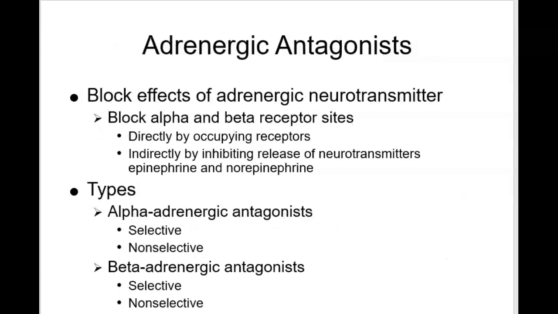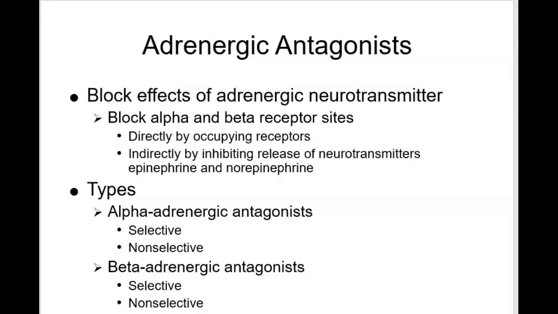Now we're going to talk about adrenergic antagonists, or adrenergic blockers. Most adrenergic antagonists, also known as adrenergic blockers, block either alpha receptors or beta receptors. They block the effects of the neurotransmitter either directly by occupying the receptors and blocking the receptor, or indirectly by inhibiting the release of neurotransmitters such as norepinephrine and epinephrine.